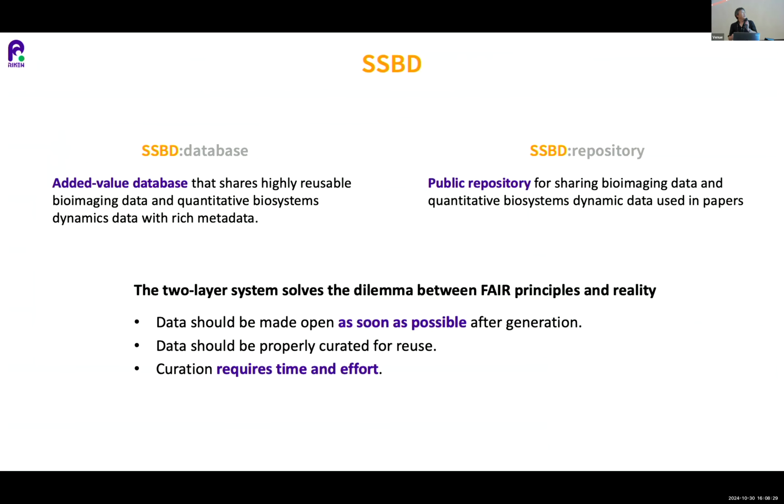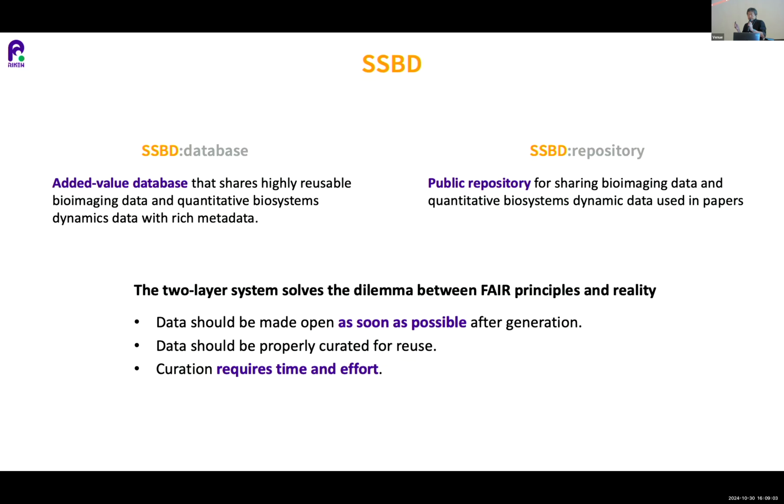We are running out of time, but going back a bit to the SSBD database and repository. That is a two-layer system, the identifier database and the public repository. That is one idea to solve the dilemma between the FAIR principles and reality. The data should be made open as soon as possible, but the data should also be properly curated. That curation takes time, effort and money. So that is the problem.